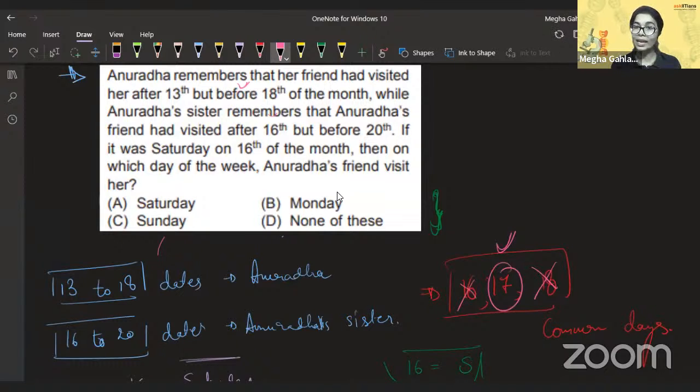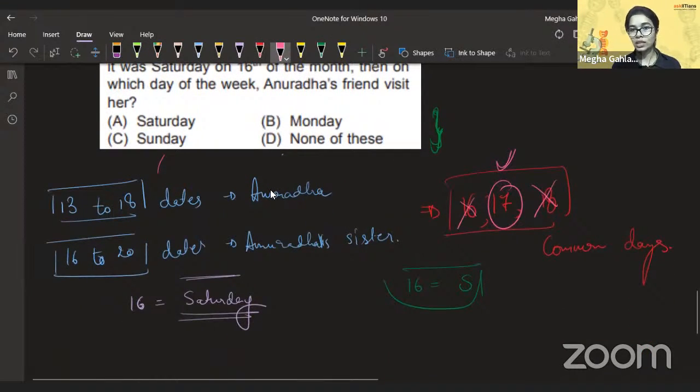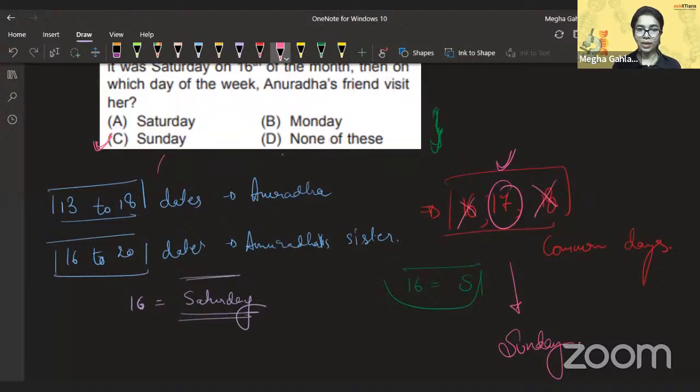Now, which day was 17? If 16 was Saturday, then 17 was Sunday, right? That basically goes to option C that is there, right? If we have these sort of questions for logical reasoning, I think you guys can easily pass through. We can go ahead with a few more, but let's just go to the science questions that are there, okay?